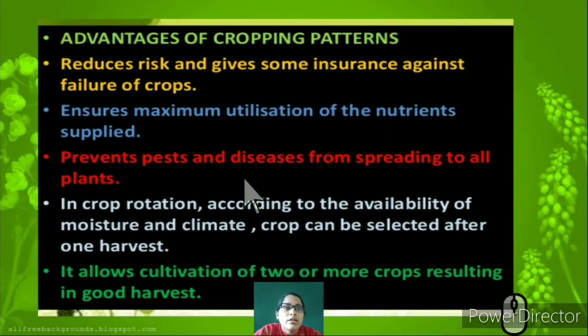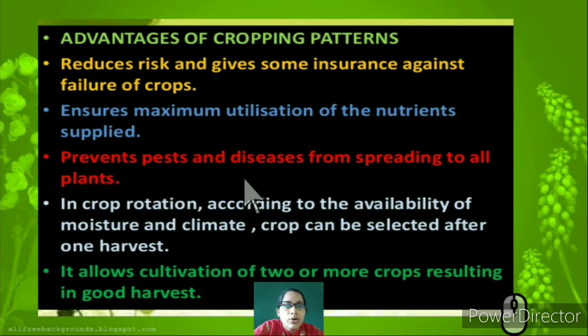Here we can see that it reduces risk and gives some insurance against failure of crops. There will be less failure of crops, and also maximum utilization of nutrients supplied. When you go for different crop patterns, each crop needs different nutrients, hence the soil nutrients will be maintained. And also it prevents pests and diseases from spreading to all the plants. It might be only a single row of plants that gets destroyed, but the rest of the plants will be rescued.